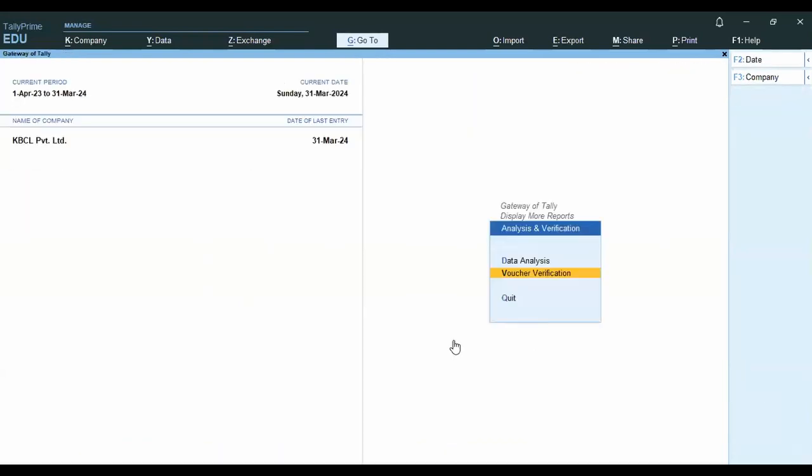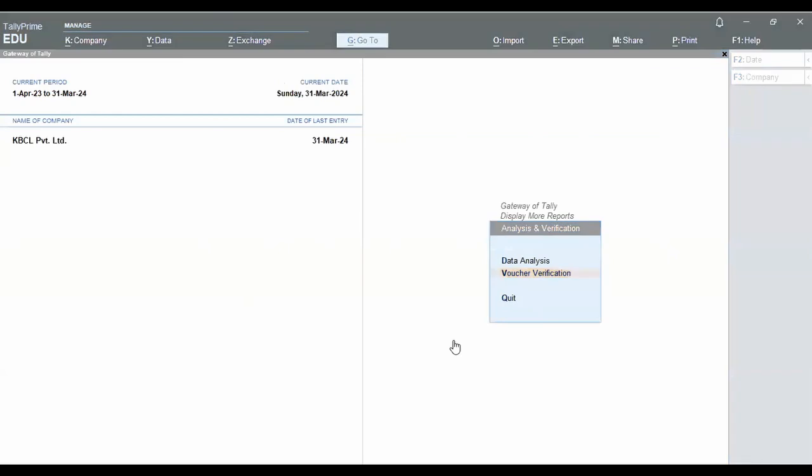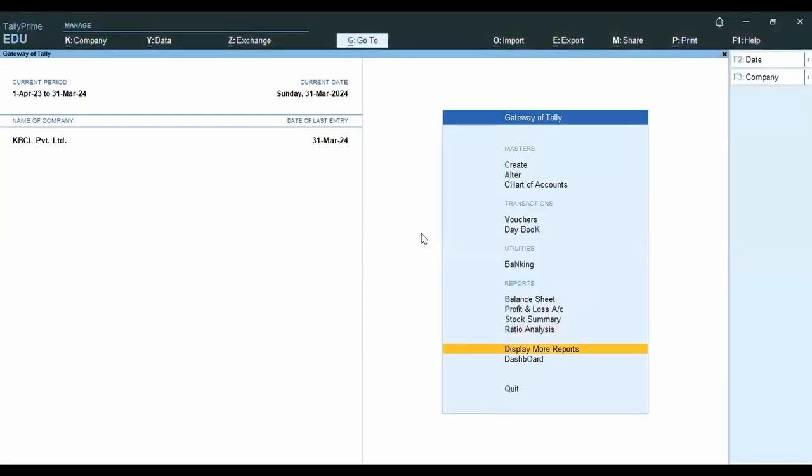So moving to the last part of session, that is dashboard. So friends, many of you might have already tried this dashboard. If not tried, try this very interesting feature of Tally. So where you will find this feature, simply go to Gateway of Tally. There is one last option above quit, that is dashboard. Simply click on dashboard.